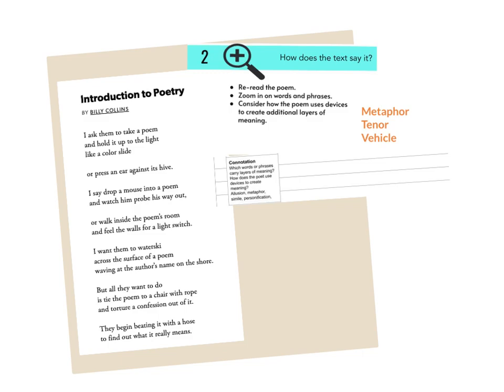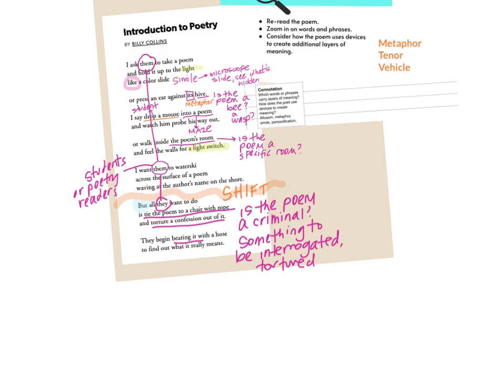So we've read the poem for the literal meaning. Let's take a look at it again and read it for devices and connotations. Let's really zoom in on the words and phrases and see what we discover about the next layer of meaning.